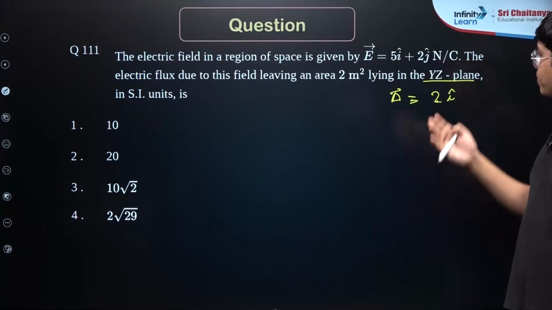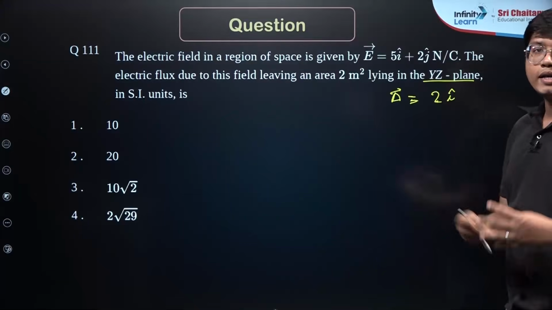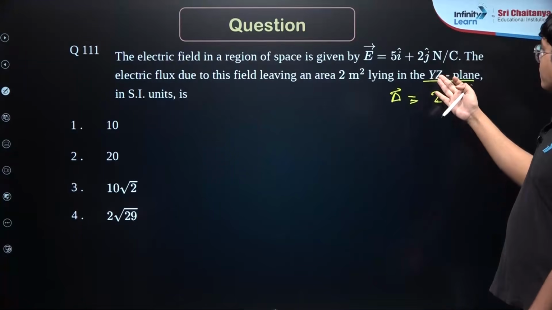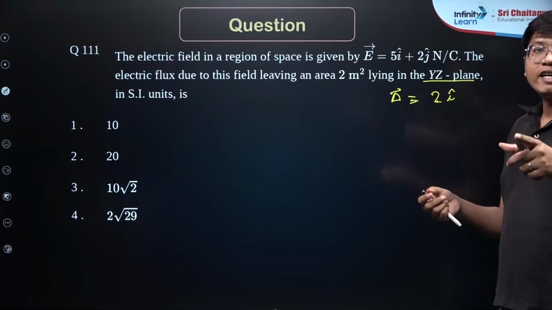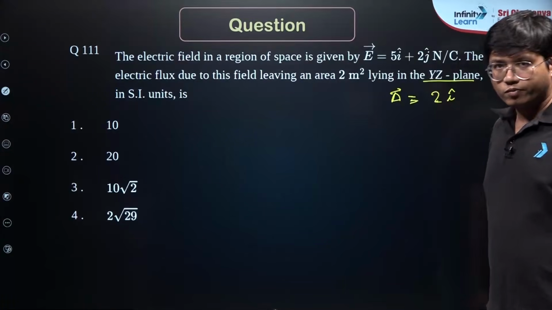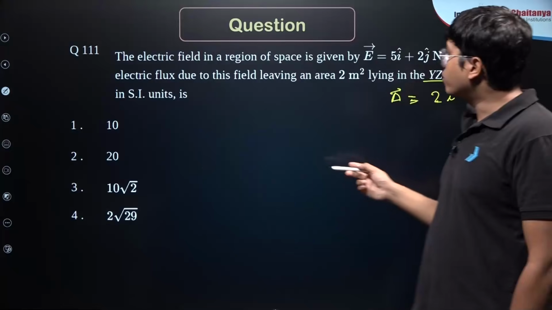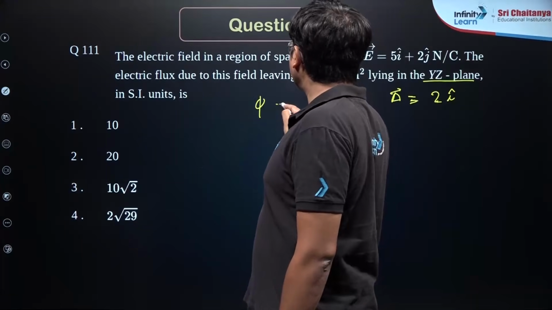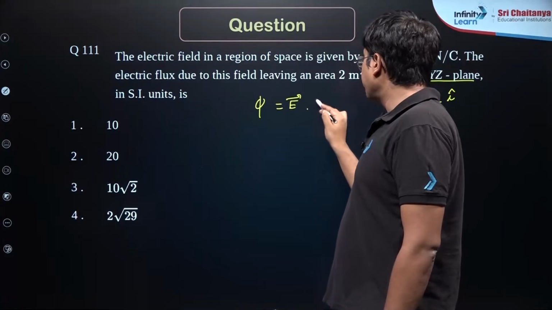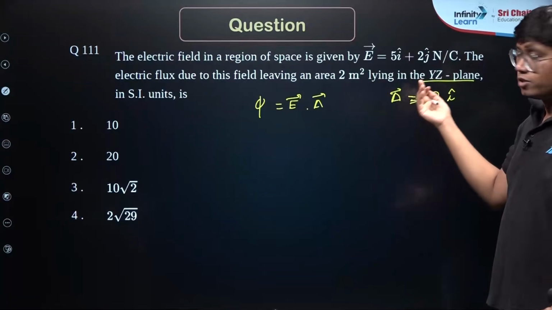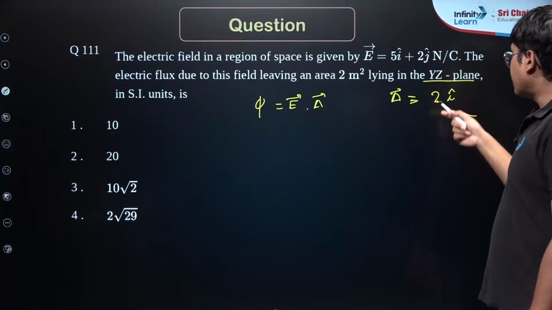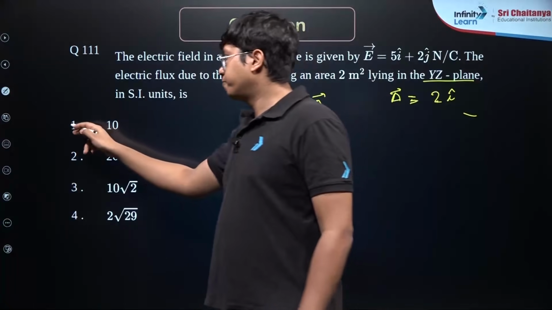Because the area vector is perpendicular to the plane. So perpendicular to y and z is what? It's x. If they would have said it's the xz plane, then it's perpendicular between x and z, y is missing. Then it would have been 2j cap. Go with that. Once you have that, your flux is basically just the dot product of electric field and area. If you go with the dot product, just the i caps will multiply, j cap is not there here, so it doesn't matter. 5 multiplied with the 2, the answer is 10.